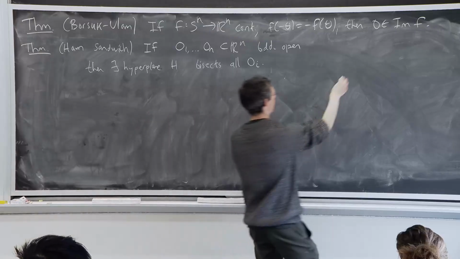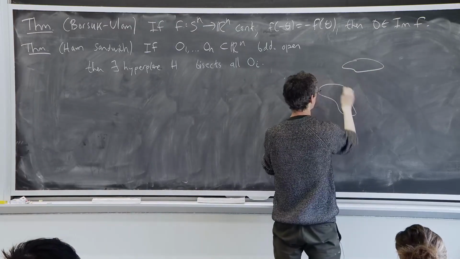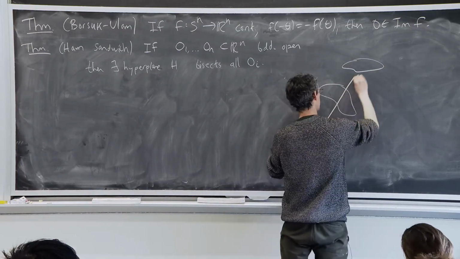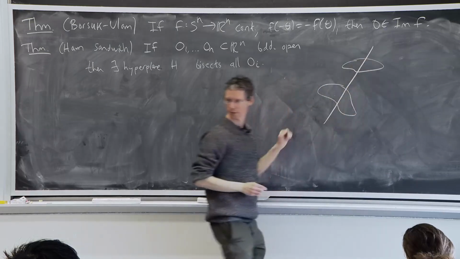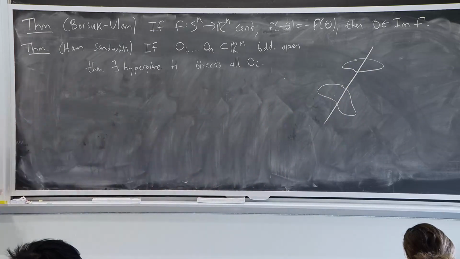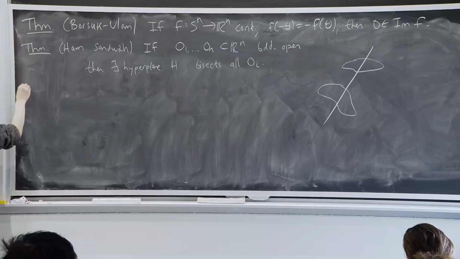So for instance, if I had two bounded open sets in the plane, there would be a line somewhere that bisects both of these sets. OK, so proof.